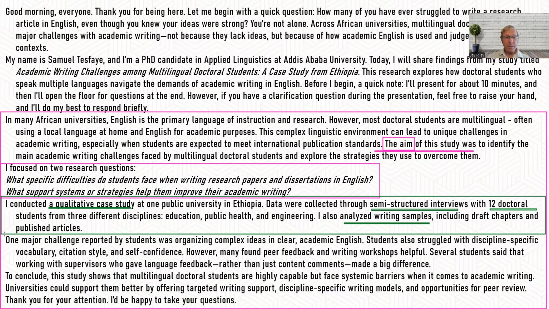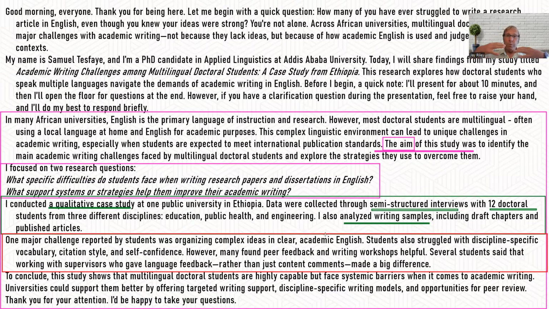Now we're going to get to the third point. One major challenge reported by students was organizing complex ideas in clear academic English. Students also struggled with discipline-specific vocabulary, citation style, and self-confidence. However, many found peer feedback and writing workshops helpful. Several students said that working with supervisors who gave language feedback rather than just content comments made a big difference.